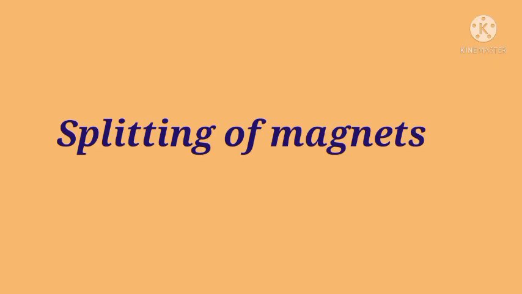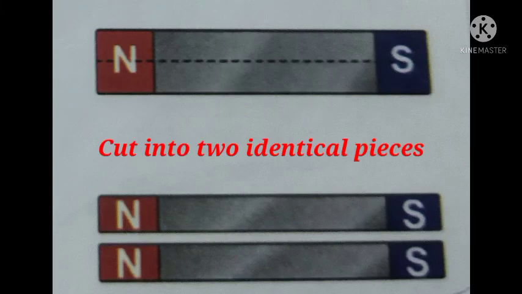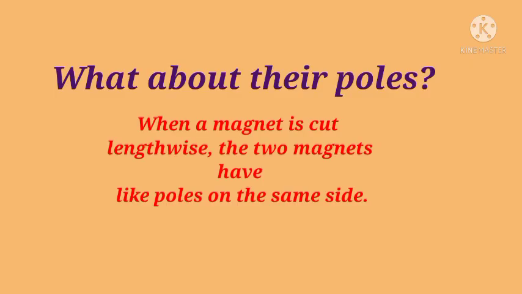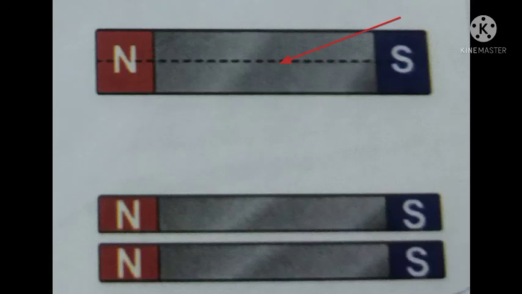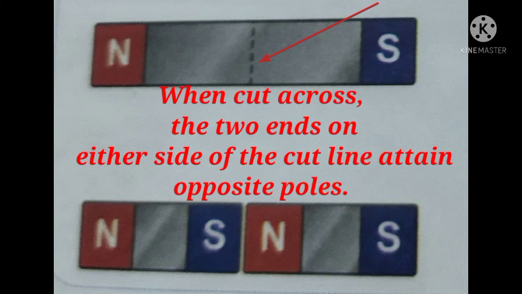Let's see about the splitting of magnets. What happens when a bar magnet is cut carefully into two identical pieces? The two pieces still retain magnetic property, but the strength will be lower. What about their poles? When a magnet is cut lengthwise, the two magnets have like poles on the same side. When cut across, the two ends on either side of the cut line attain opposite poles.